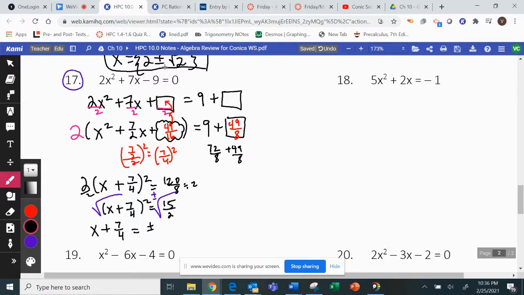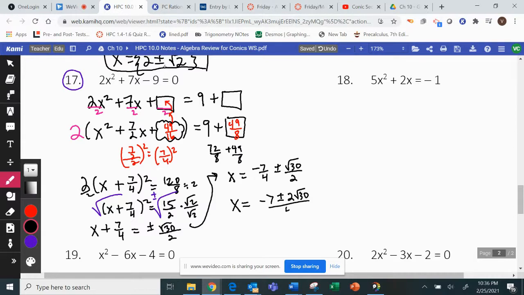Okay, right here I've got a radical in the denominator, so I've got to rationalize. It's square root of 30 over 2. And so I'll move the 7/4 over. And I could write it this way, or maybe I'll take it one more step and just find a common denominator and write this as one fraction, just so it looks a little bit nicer.